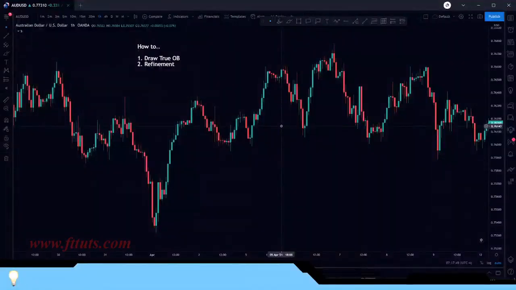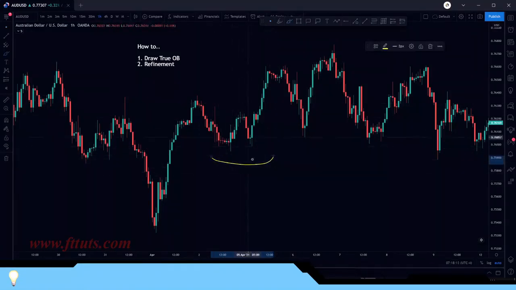Hi guys, in the following I will show you how to draw a true order block and then refine that order block to factor in a little bit more information for maximum precision. Okay, now based on the previous theory, we're going to go ahead and show you an example, right? And we're going to take a look at this point of structure.